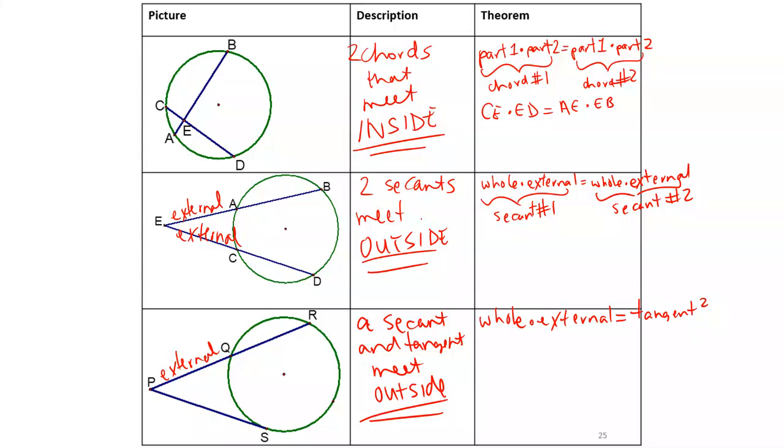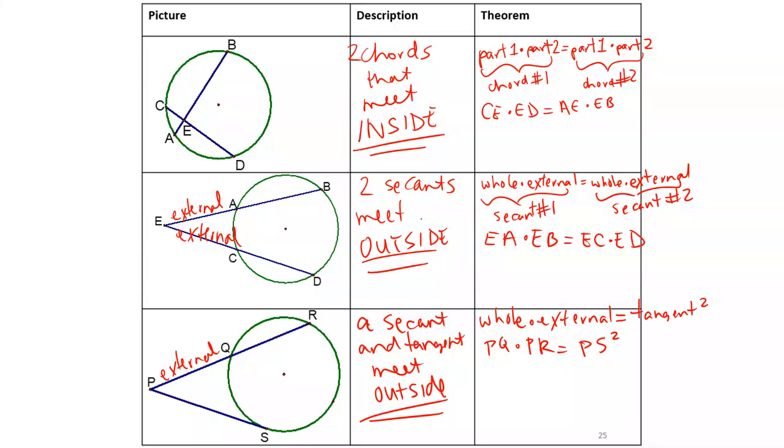Let me come up here back to this one. This would be EA times EB, so the external part times the whole thing is equal to EC times ED. Again, the external part times the whole thing. And for this one, it would be PQ, which is the external part, times PR, which is the whole thing, and then PS squared.